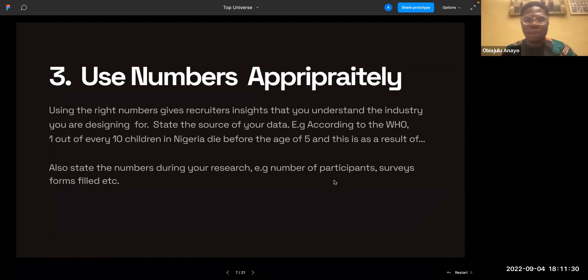So you can just say something like, according to the WHO, 1 out of every children in Nigeria die before the age of 5, and this is as a result of DASH, right? Also state the numbers from your research.